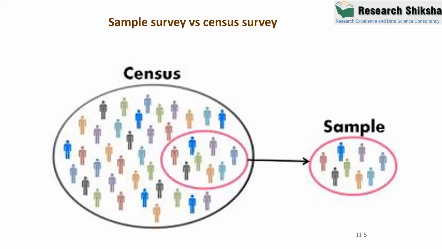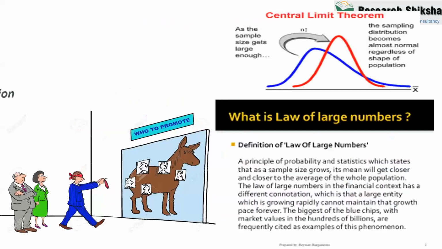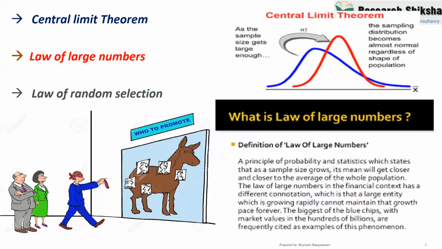Now sample study, as you know, is where we take the data from a small portion of the census and conduct the study on that. So that is known as sample study. When we do the sample study, we should remember three laws. These are the three laws related to the sample study. Let me discuss them. You can see here: central limit theorem, law of large number, and law of random selection.